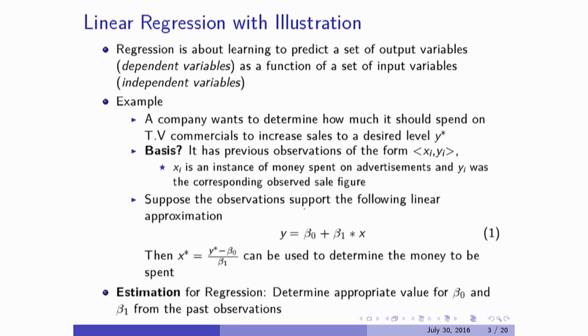Now, in the linear regression model, we make an assumption that y is a linear function of x. And as I pointed out earlier, once we have learned beta naught and beta 1, we could always go back and find x star for a desired y star. The problem of estimating beta naught and beta 1 is precisely the problem of estimation for regression. We'll deal with estimation for several supervised learning problems, regression being the simplest of them.